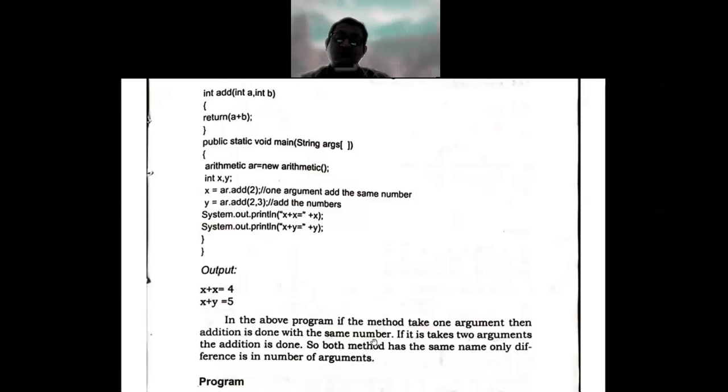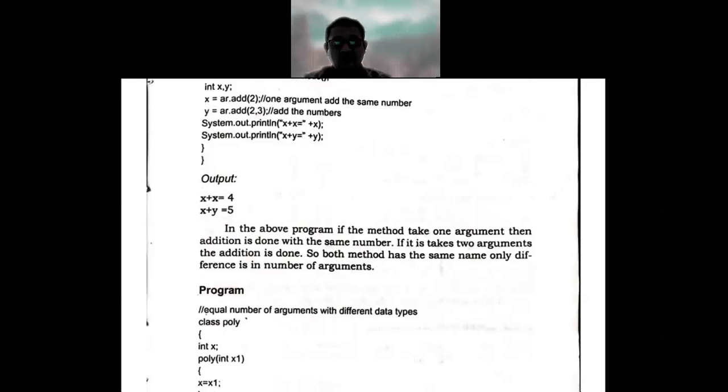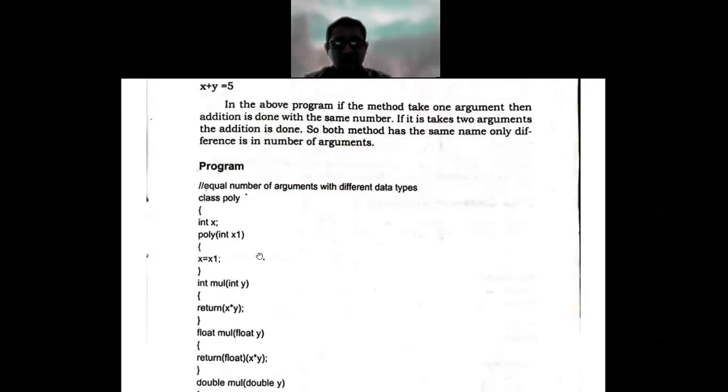So what happens in the above program, if the method takes one argument, then addition is done with the same number. That means the one argument method will be called automatically. If it takes two arguments, the addition is done with the two arguments. That means the two argument function of the same name will be automatically called. Both methods have the same name, the only difference is in the number of arguments. There are other parameter programs also, you can check.